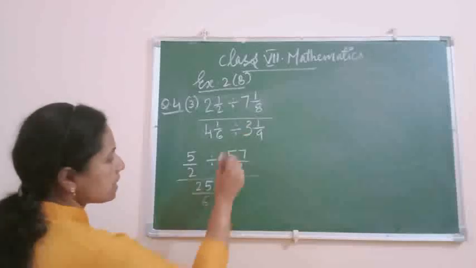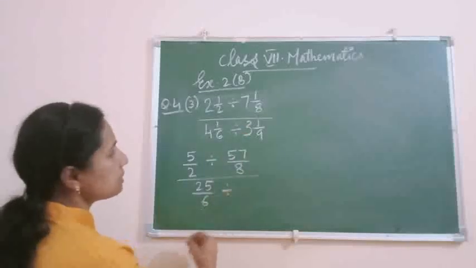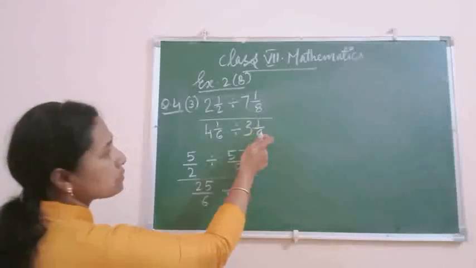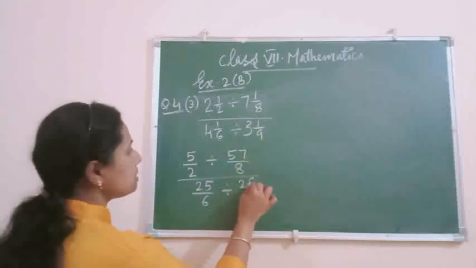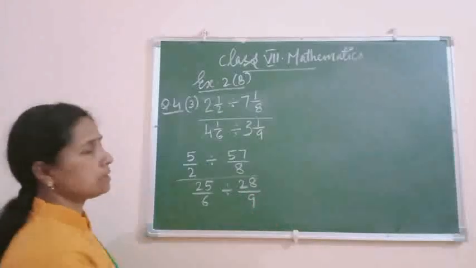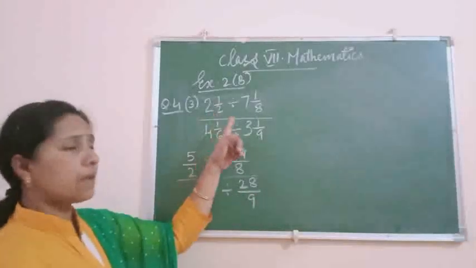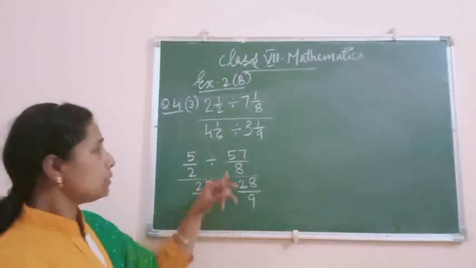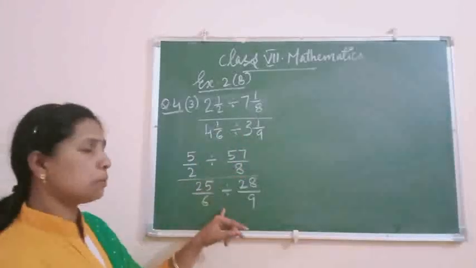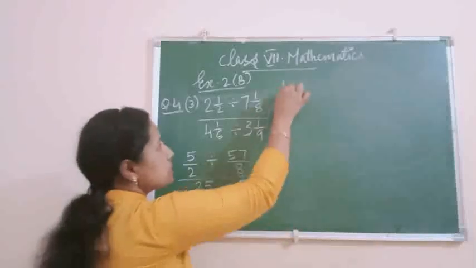This is also a division sign, so here we put the division symbol. Now this one, 3 into 9 is 27, 27 plus 1 is 28. 28 upon 9. In the first step, all the 4 fractions were given in mixed form, and we converted them into improper. Now we will solve the numerator, then the denominator. Now see the remaining solution.